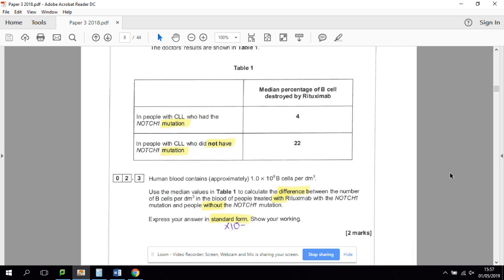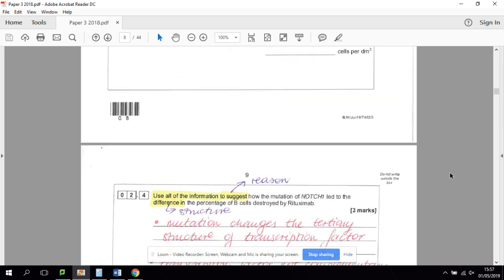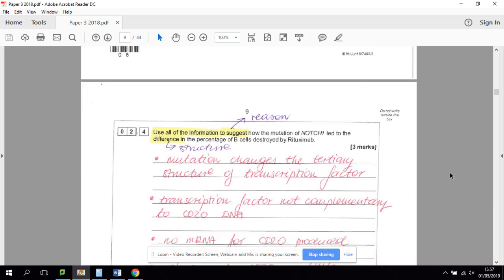Right, so let's keep going. We've got to use all the information, so you need to look through the table and the text to suggest, again giving the reason, using biological knowledge. Again, that's a statement: the mutation led to a difference in the percentage of B cells destroyed by the drug. Difference, okay? So what we're thinking about here is the structure.